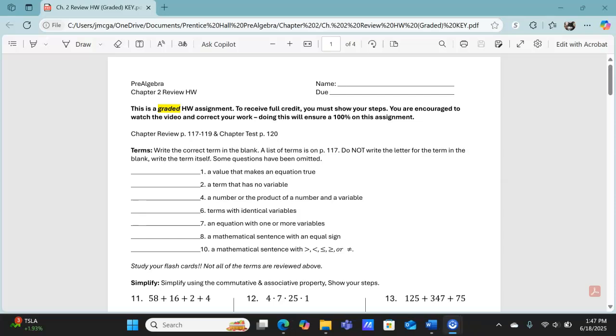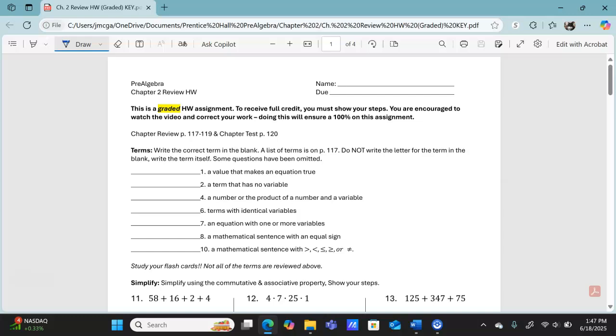Okay, this is the chapter 2 review. For some of the word problems, you'll need your textbook so that you can actually read the word problem. We are starting off with the terms. I asked you to write the term in the blank, not the letter for the term, because it was a matching section in the book.